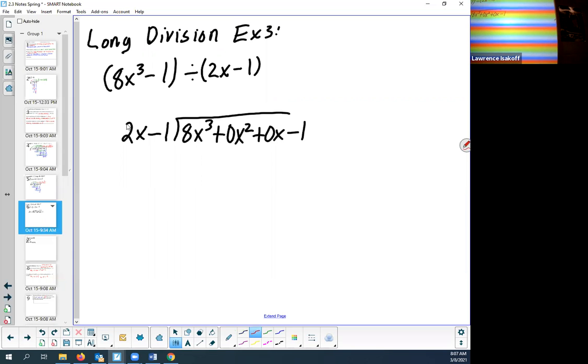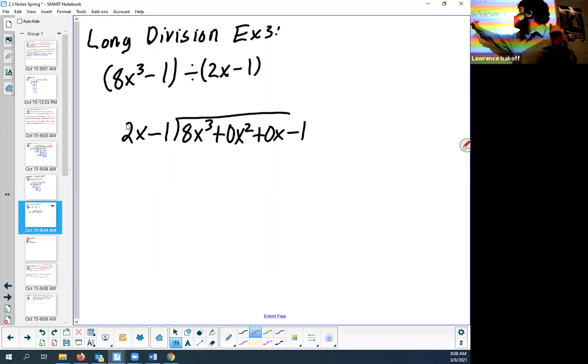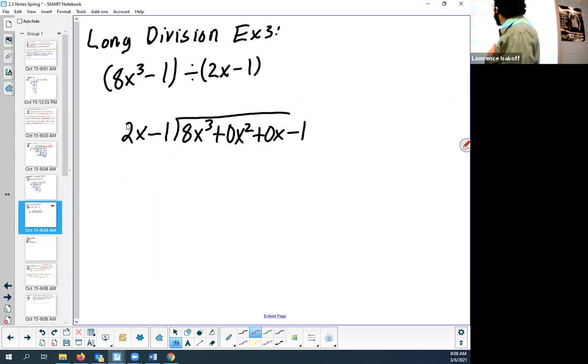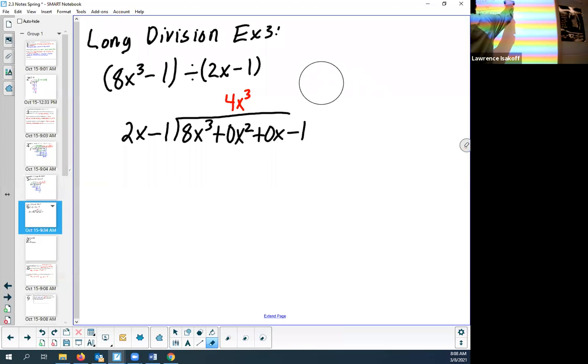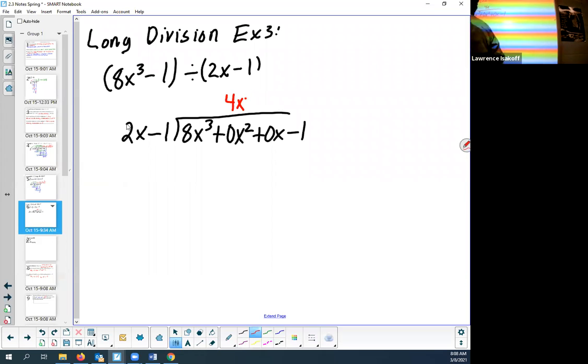Okay. What do I have to multiply 2x by to get 8x cubed? Okay, so 2 times 4 gives me 8. And since it's an x, I need to get all the way up to a cubed, 4x cubed, or not cubed. You said square. It is square.